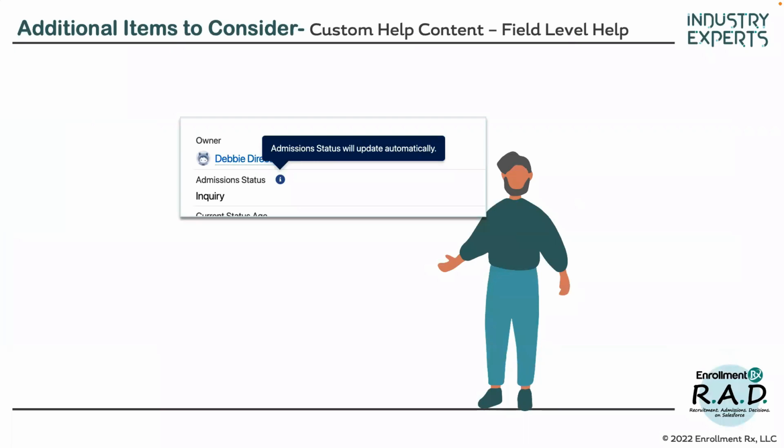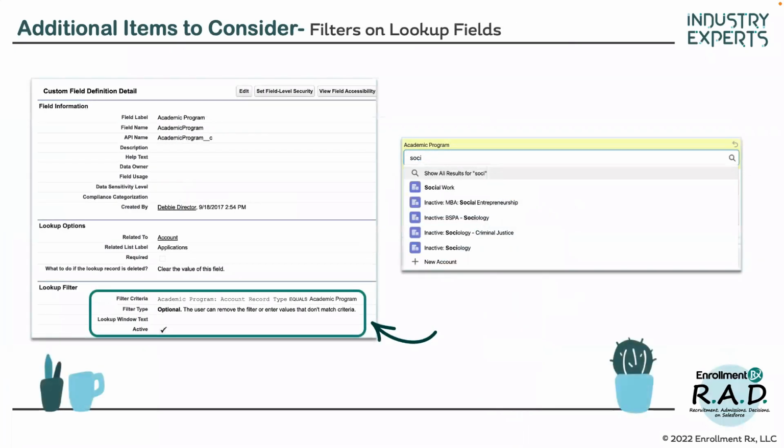All right, a couple more. There's two things I wanted to talk about as far as lookup fields go. You can put filters on lookup fields. So in this example here, let's say we have a custom lookup field called academic program that's on the application object. This field looks up to the account object where the programs are stored.